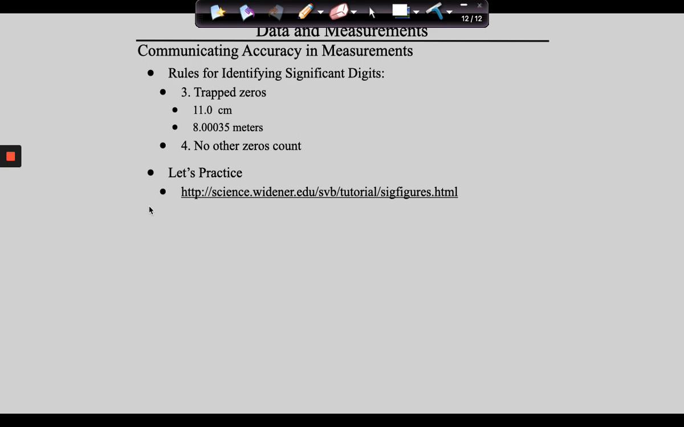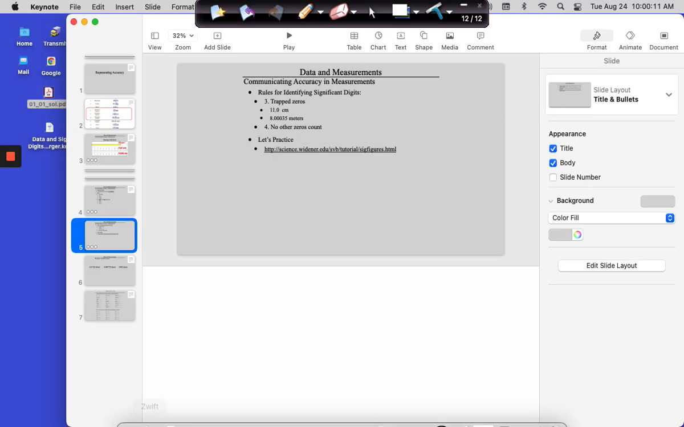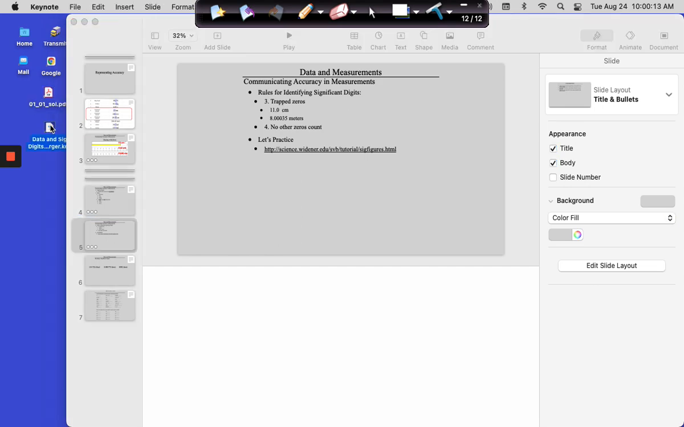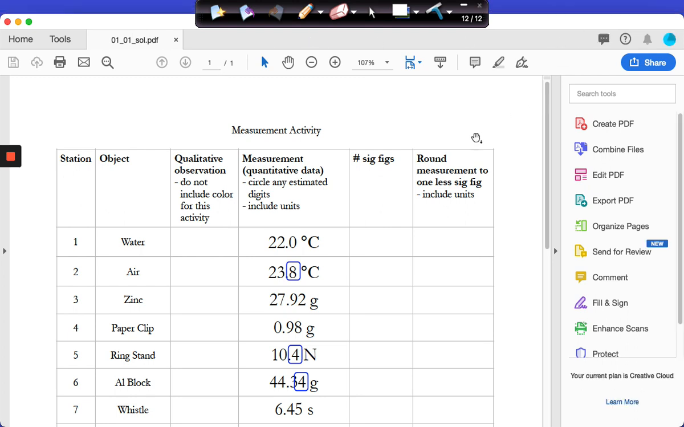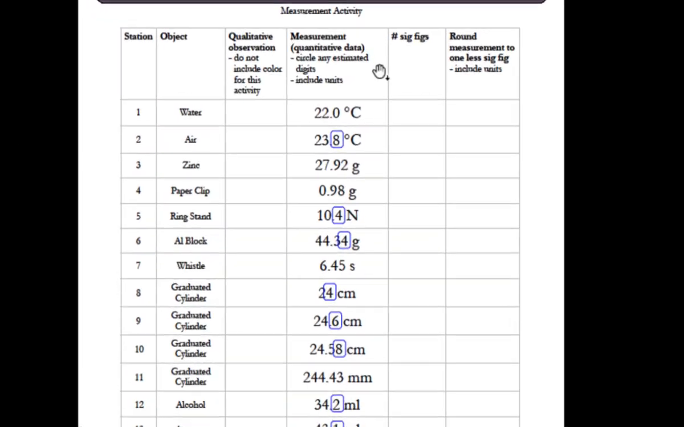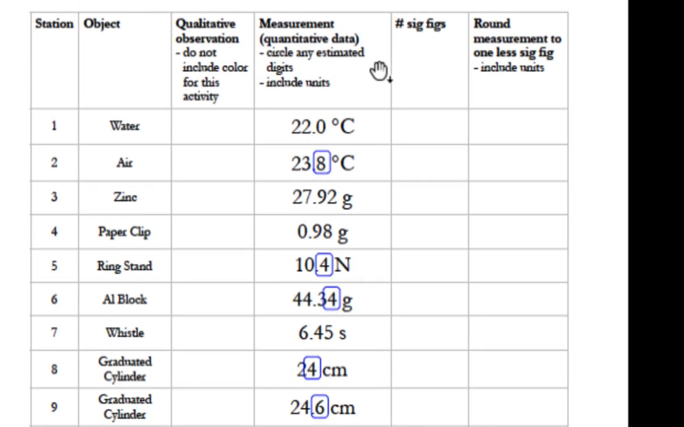Do estimated digits count? So let's answer that question by getting ourselves some estimated digits. If we go over here and look at this assignment, which TJ is where your mind went, do estimated digits count? So let's look at this. Does the 2 count? The 3? The 8? Yes. Estimated digits are understood to be significant so long as they fit the 3 criteria.